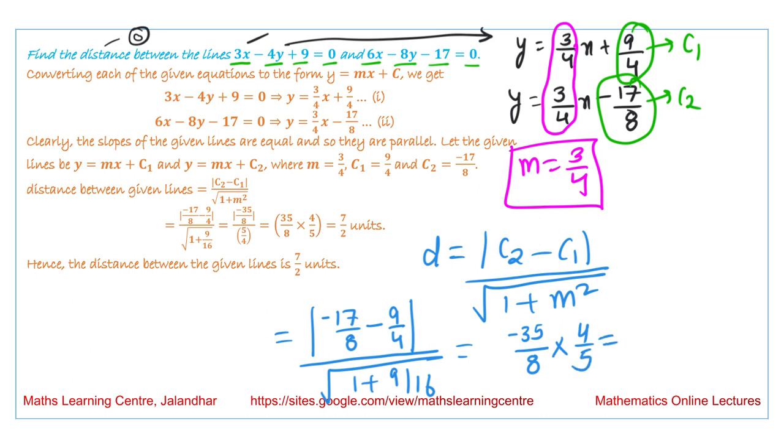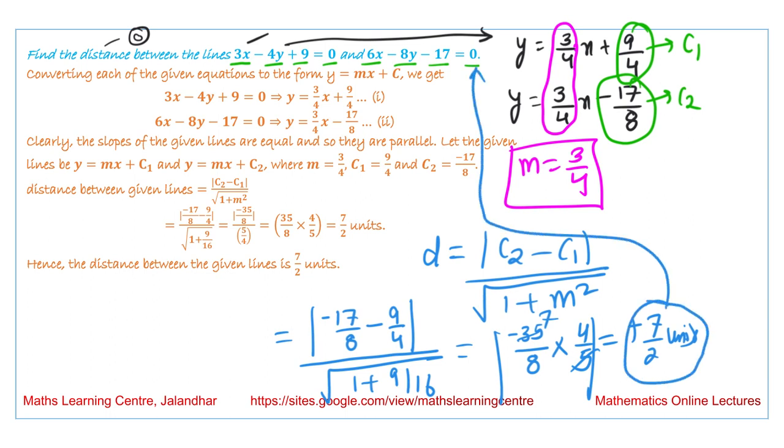So the answer we get, this gets cancelled, is minus 7 by 2 units. It is plus sign over here because mod is there. So we have proved that both these lines are parallel, and the distance between them is 7 by 2 units. If suppose these two lines are not parallel, then the distance between these two lines will be 0 units, that is, they are intersecting lines.